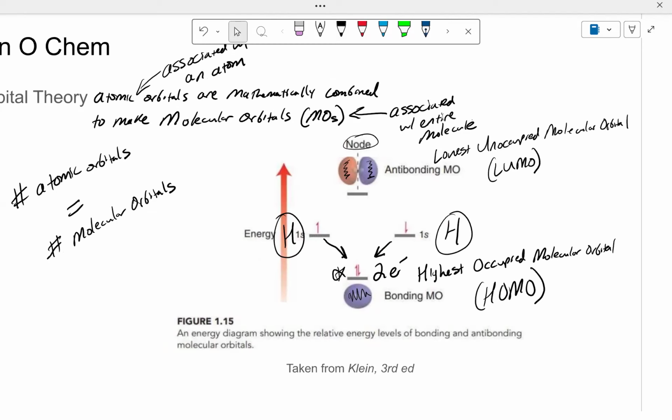The reason I'm pointing these out now is because when we start talking about how organic molecules react, we're going to be looking at how the highest occupied molecular orbital of one reactant is going to interact with the lowest unoccupied molecular orbital of a second reactant. Think about it that way: you have electrons that will want to fill an empty orbital. So that's why we use the HOMO of one reactant and see how it's going to interact with the LUMO of the other reactant.